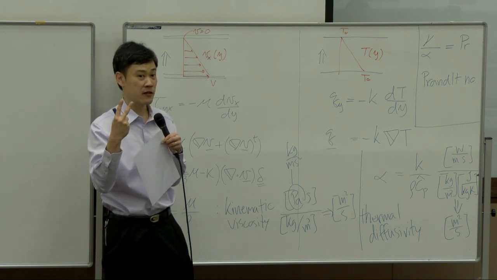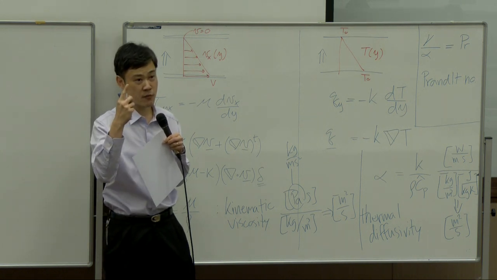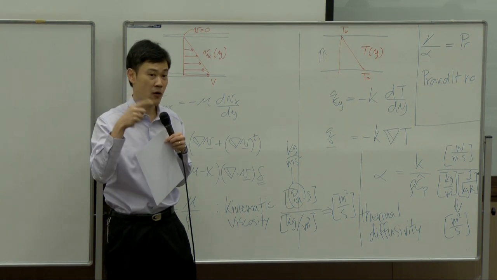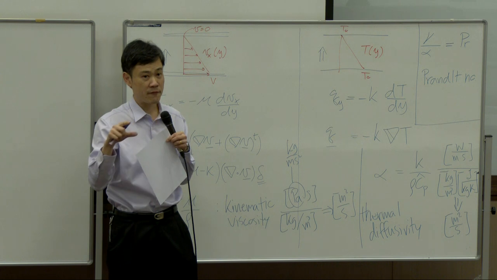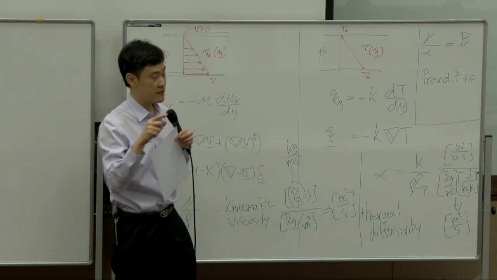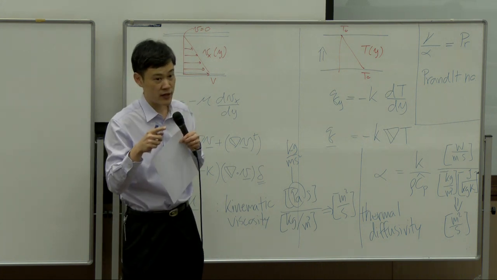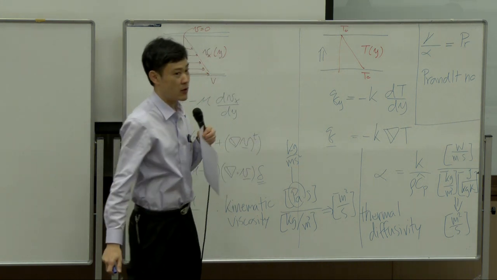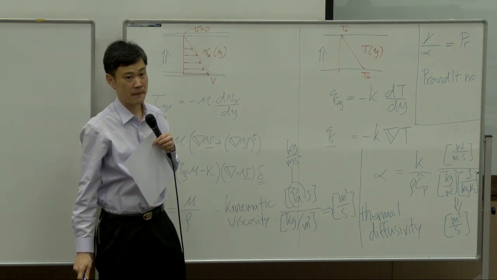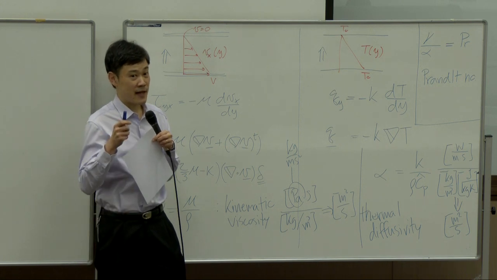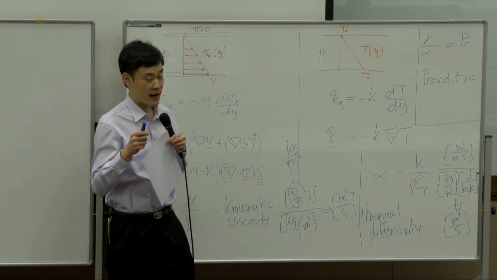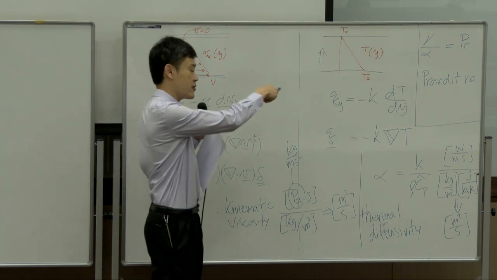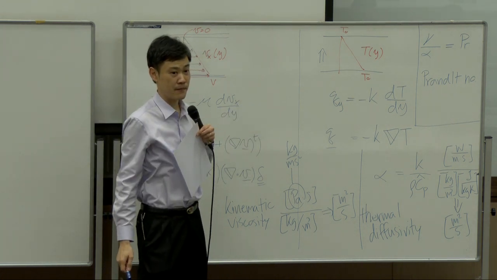Remember, we have two kinds of transport, molecular transport and convective transport. Molecular transport is transport by the molecules themselves, no movement of molecules involved. The second kind is convective transport, which is transport by the flow. This is essentially molecular transport. So you can say that conduction is molecular transport. This is conduction.